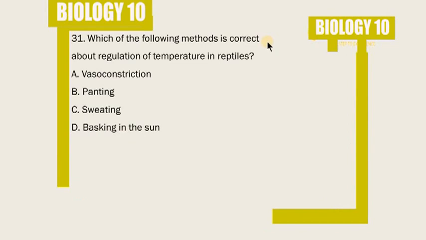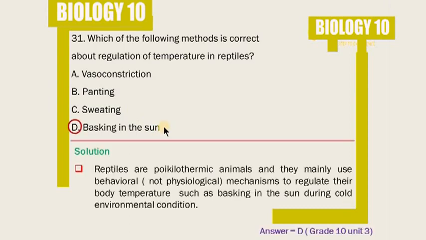Question 31. Which of the following methods is correct about regulating temperature in reptiles? Is it A. Vasoconstriction, B. Panting, C. Sweating, or D. Basking in the sun? The correct answer is D.